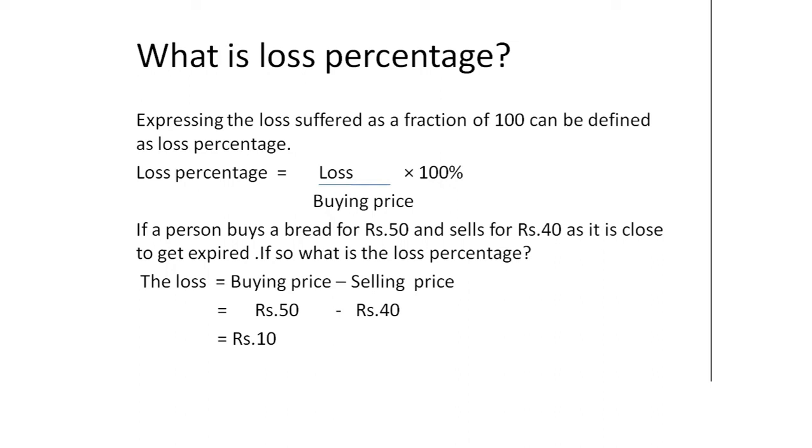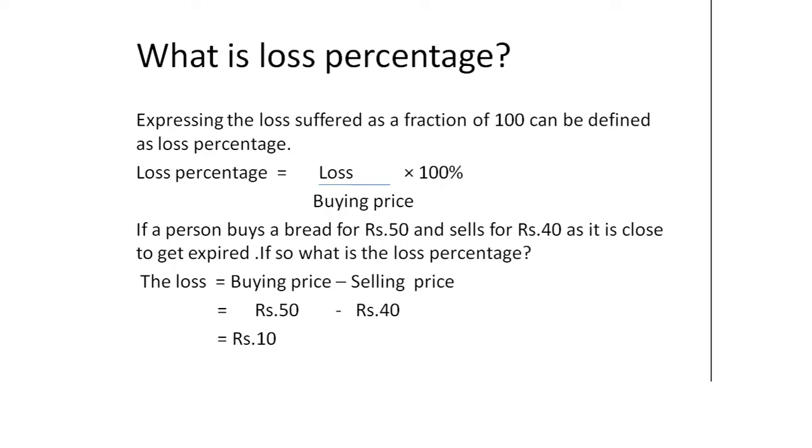If a person buys a bread for 50 rupees and sells it for 40 rupees as it is close to expiring, what is the loss percentage? You can find the loss as buying price minus selling price, because the buying price is higher than the selling price. There's a loss. 50 rupees minus 40 rupees, 10 rupees.